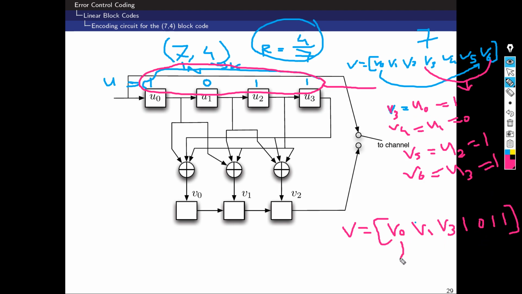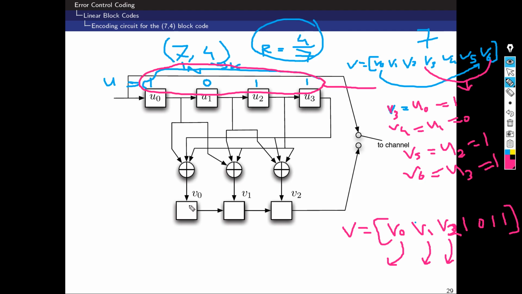But what about V0, V1 and V2? I need to determine their values. Should I put them 0 or 1? I need to know that. How do you do that? You just go to the circuit that we built to generate the codes.